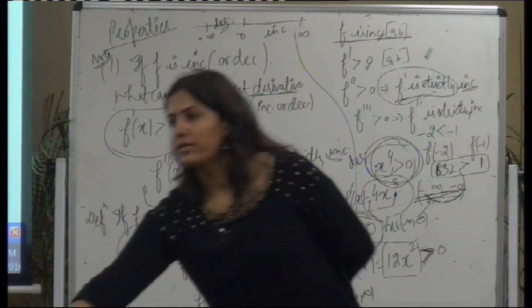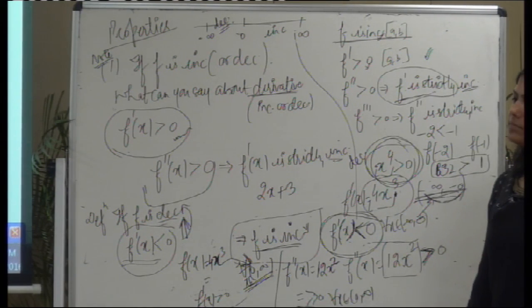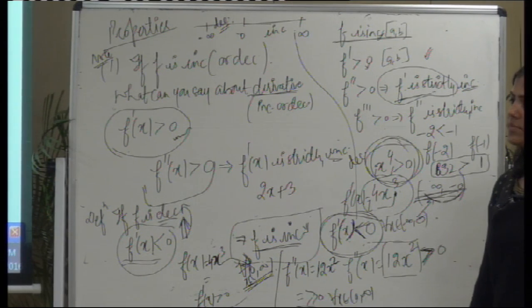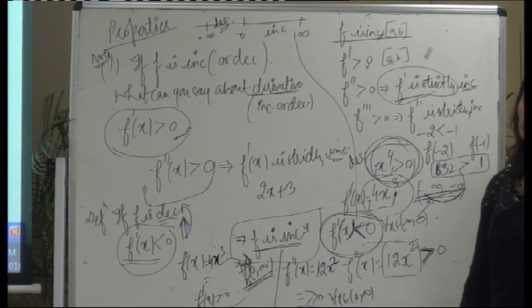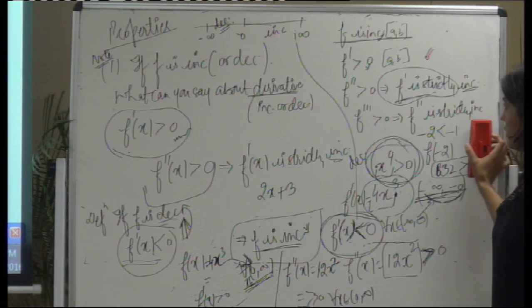What happened? X to the power 4 function is not monotonic. So make it a point. I just rubbed the board.